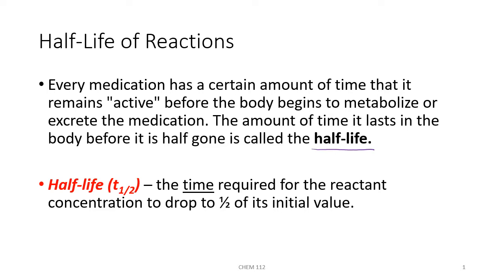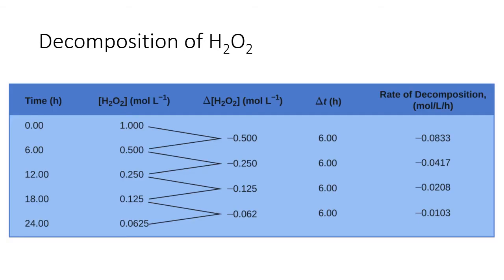Half-life is given by T sub 1/2. It's the time required for the reactant concentration to drop to half of its initial value. We previously looked at the first order decomposition of hydrogen peroxide. If we start with 1 mole per liter of H2O2 and we drop the concentration to 0.5 moles per liter, that would represent the concentration falling by half. So that would represent the first half-life.